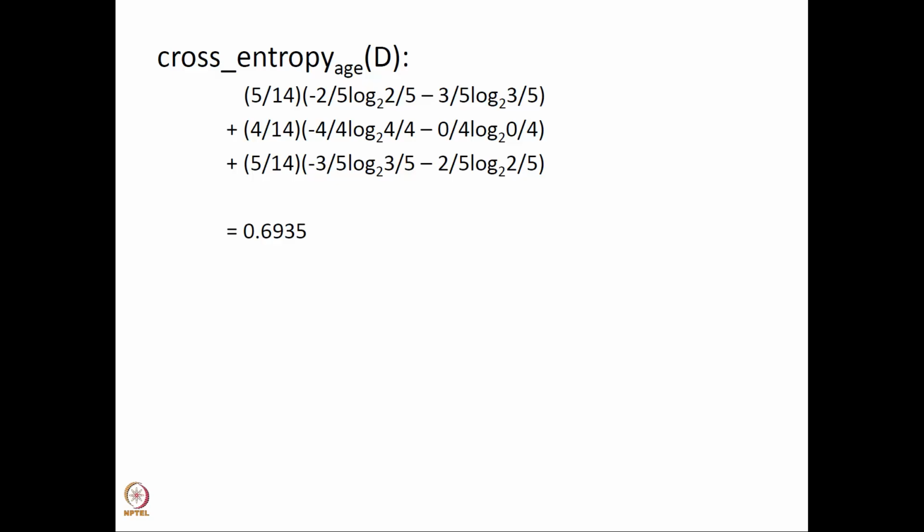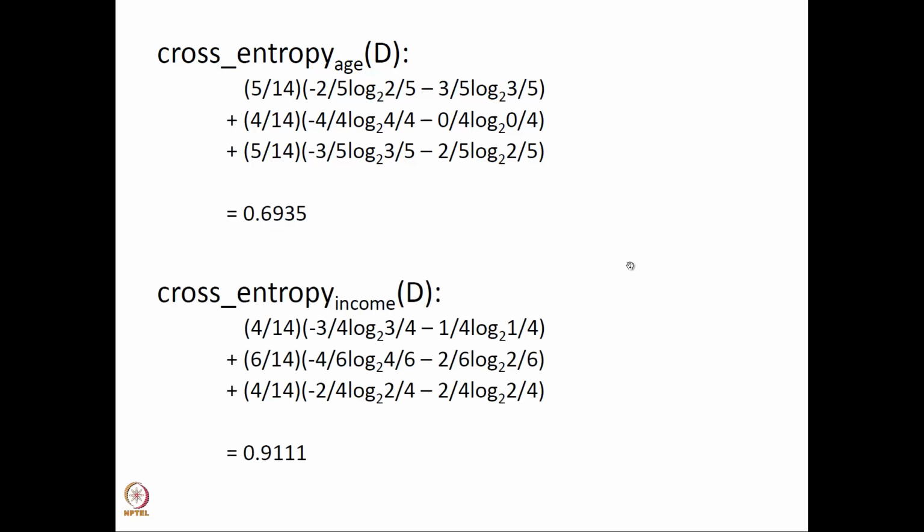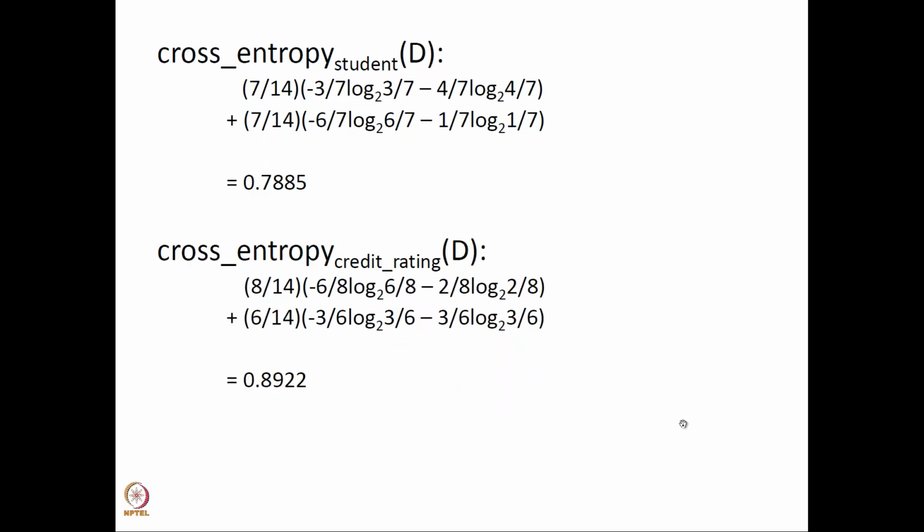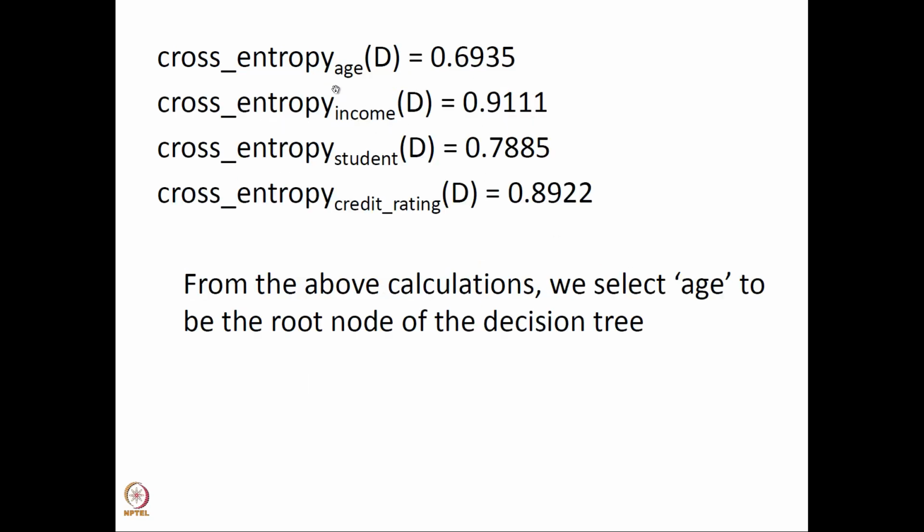Using the same process, we now consider the attribute income and find the cross-entropy value. Next, we find the cross-entropy for the attribute student and the cross-entropy for the credit rating. Note that here we have only two components because both of these are binary valued. Finally, we compare each of the cross-entropy values, and in this case observe that the attribute age gives the lowest cross-entropy value and hence is the optimal attribute to use as the root of our decision tree.